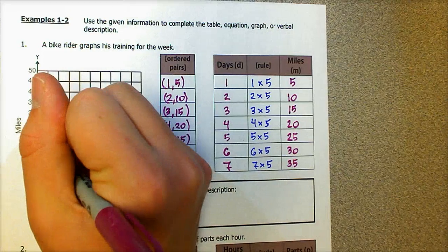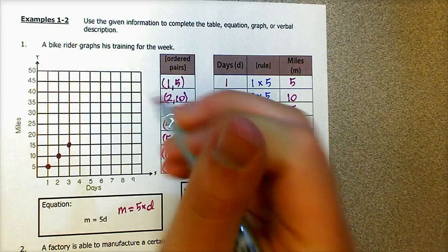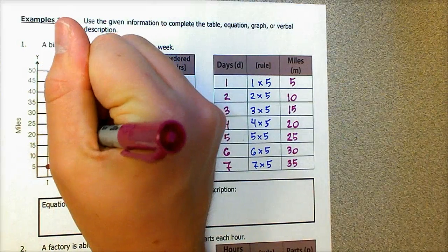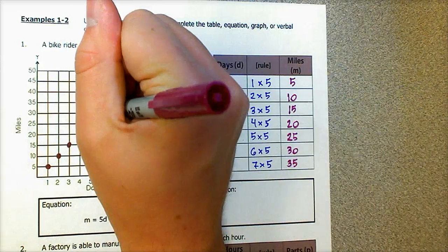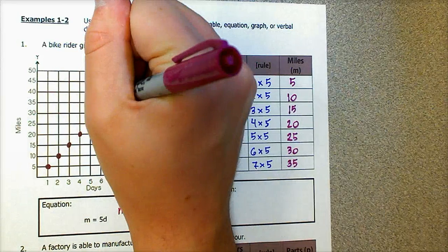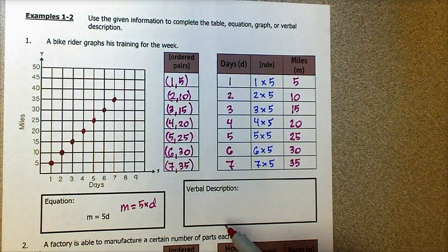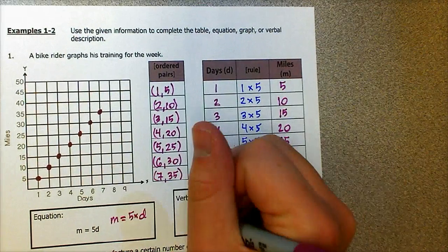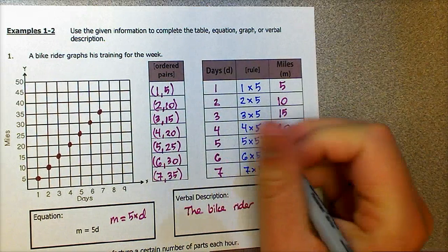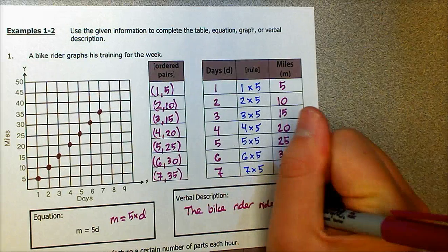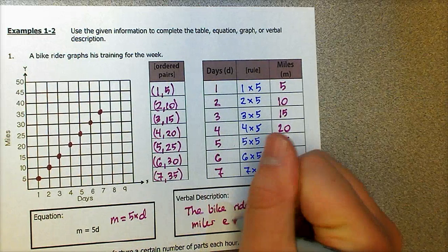So here. 3, 15. 4, 20. 5, 25. 6, 30, and 7, 35. So that is what the graph of this data would look like. The verbal description for this just means that the bike rider rides 5 miles each day.